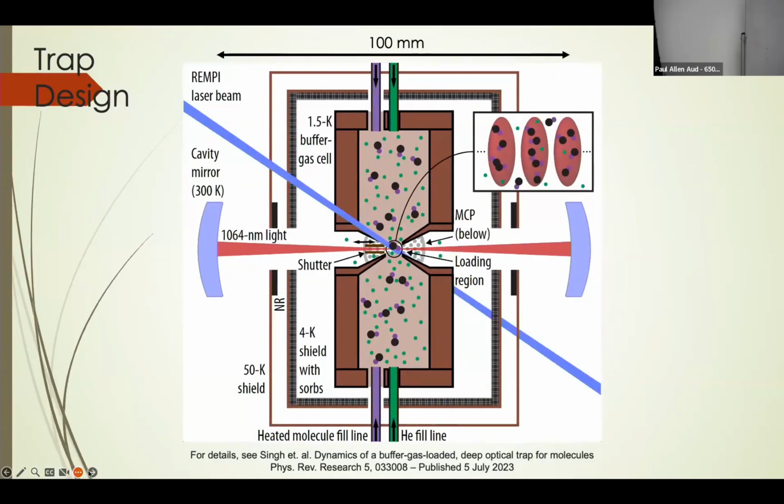Detection would be through resonant enhanced multiphoton ionization. That's an established method, and for many molecules, REMPI schemes, resonant enhanced multiphoton ionization, are available in the literature. We don't have to reinvent the wheel here.